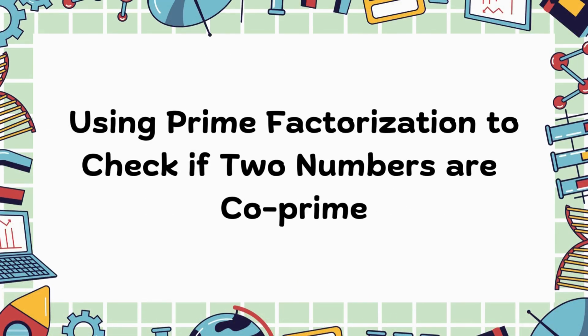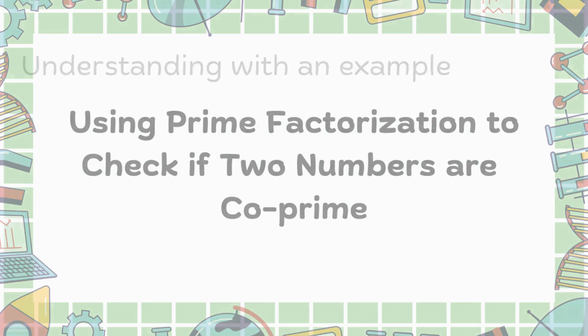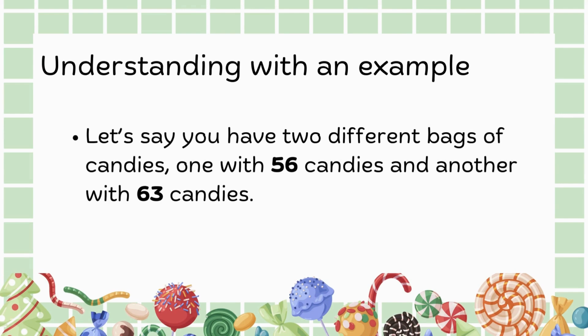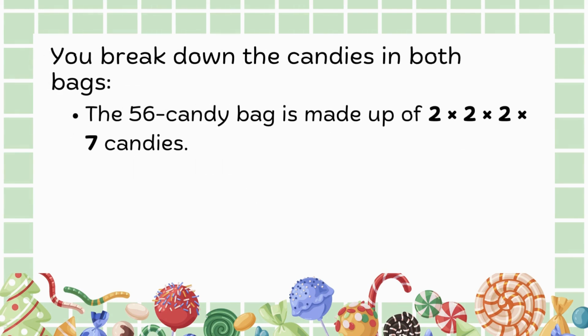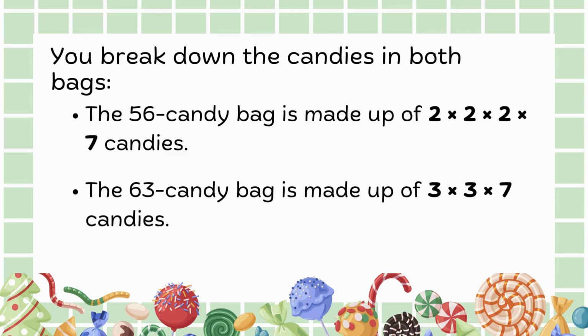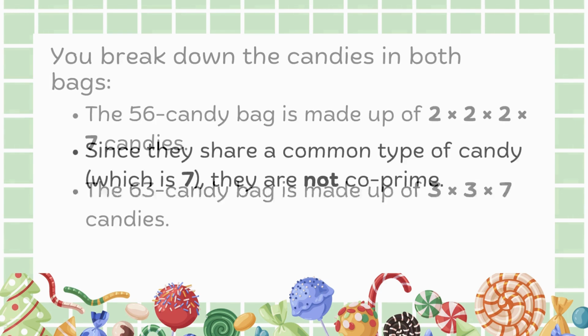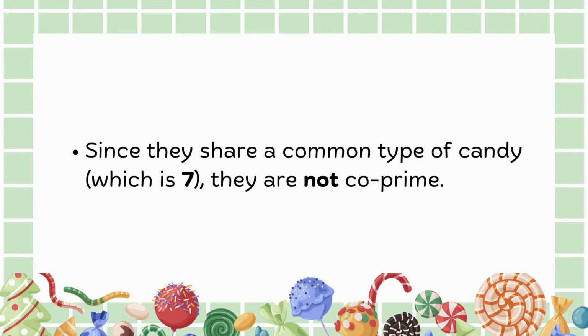Now, let's see how to use prime factorization to check if two numbers are co-prime. Suppose you have two bags of candies, one with 56 candies and another with 63 candies. You break down the 56 candy bag into 2 multiplied by 2 multiplied by 2 multiplied by 7 candies, while the 63 candy bag breaks down into 3 multiplied by 3 multiplied by 7 candy. Since they share a common type of candy, which is 7, they are not co-prime.